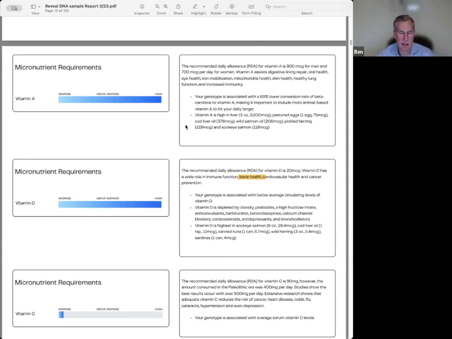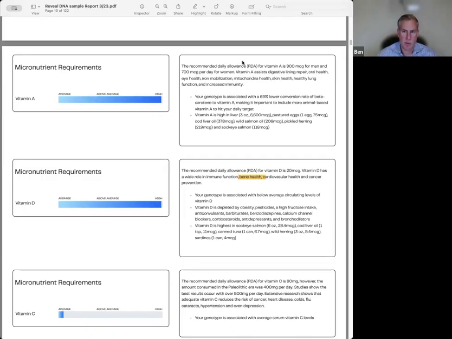Next is vitamin E. I like this report because it's got a lot of needs here. So it allows us to just kind of get a sense of what some of these info boxes are going to tell us and what we are going to inform our patients about.